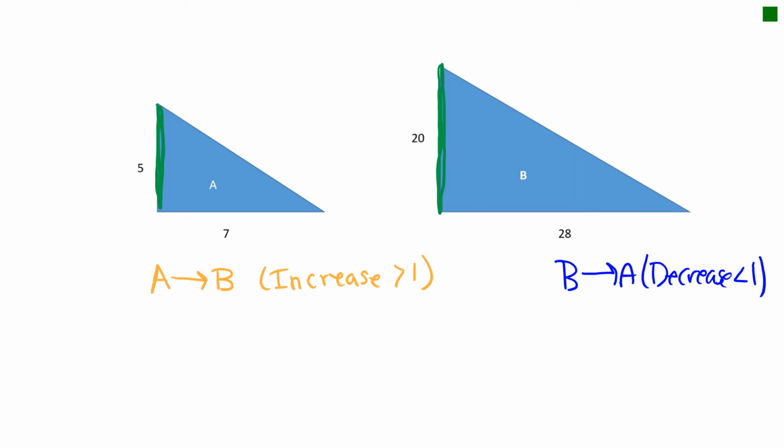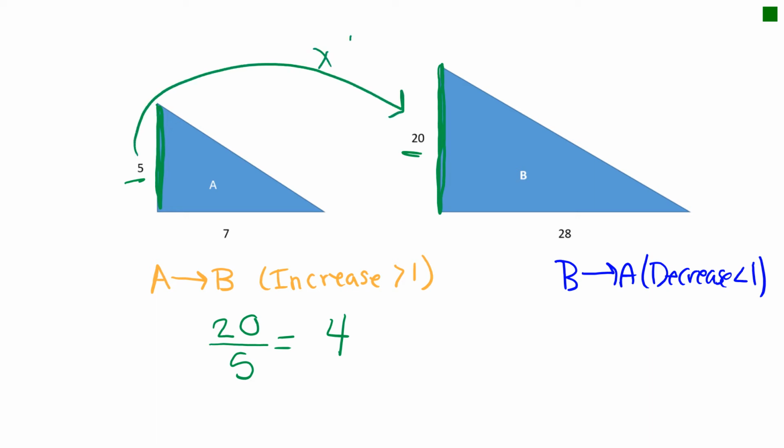Well, if I increase, I have 2 numbers. I only care about my 5 and my 20 right now. So if I increase, I'm going to put my large number and divide it by my small number. And that tells me that I scaled my shape up by 4. And you can check that. So if I take 5 and I multiply it by 4, do I get 20? I do. If I take 7 and I multiply it by 4, do I get 28? I do. So my shape was scaled by 4.